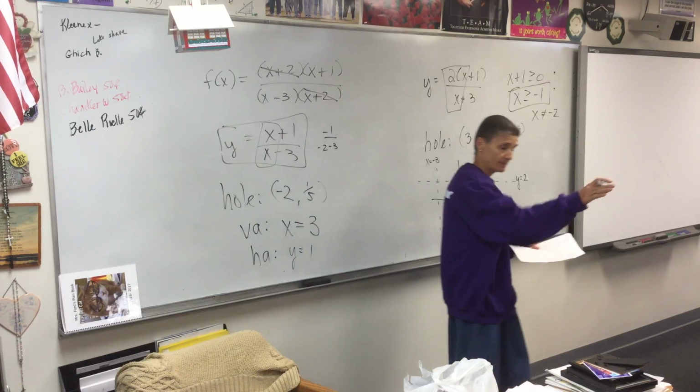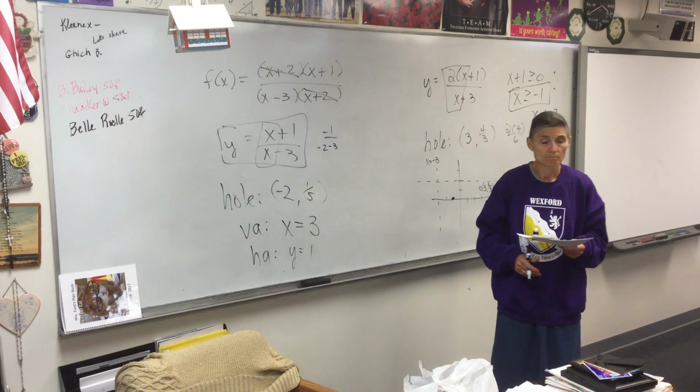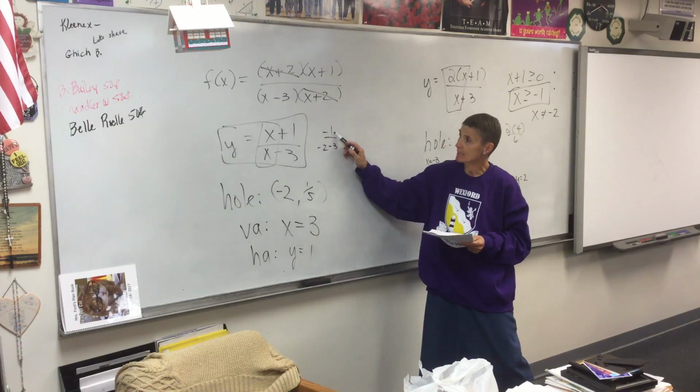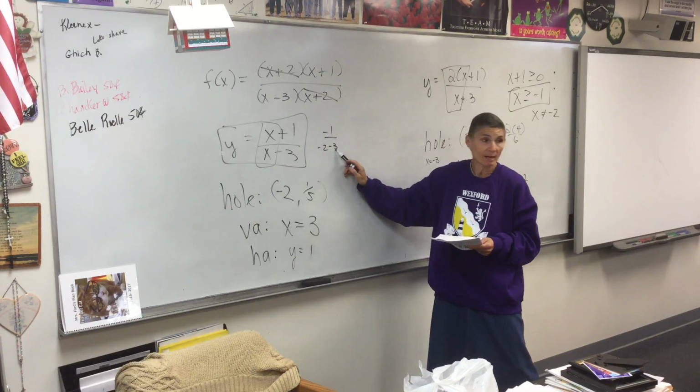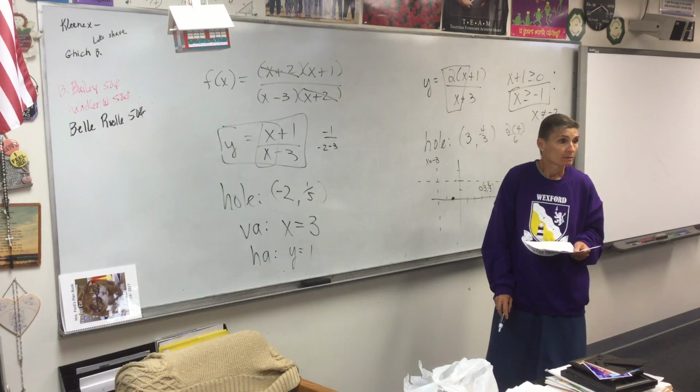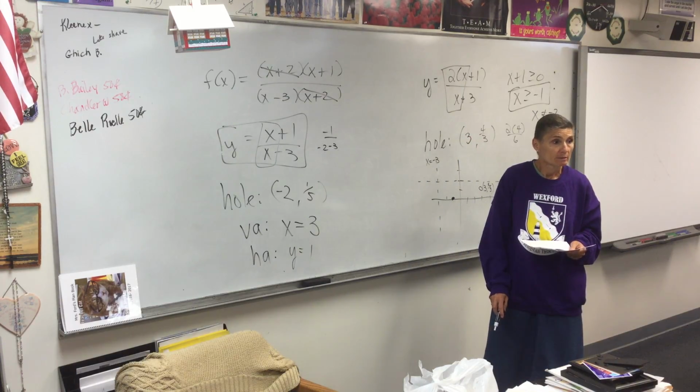Skipping to number 8. If you plug in -2, you get -1 over -2 minus 3. That's -1 over -5. So you plug in the x that you get for the whole equation, and that gets you the 1.